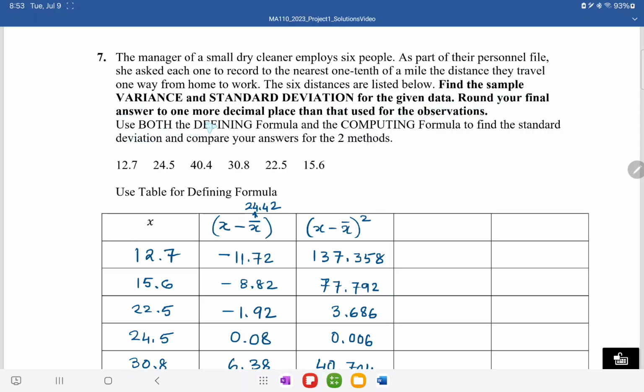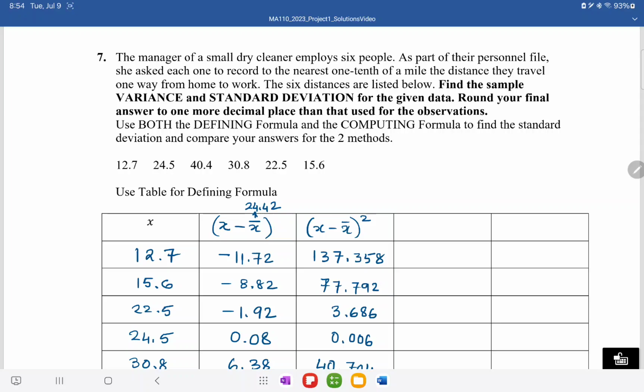Round your final answer to one more decimal place than that used for the observations. Use both the defining formula and computing formula. There are two different formulas, but the end result should be the same. We'll first work this problem using the defining formula, and then we will go on to solving it using the computing formula.